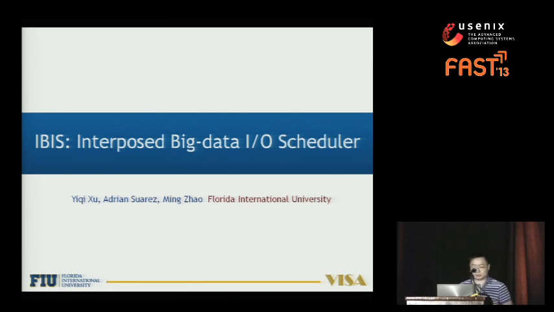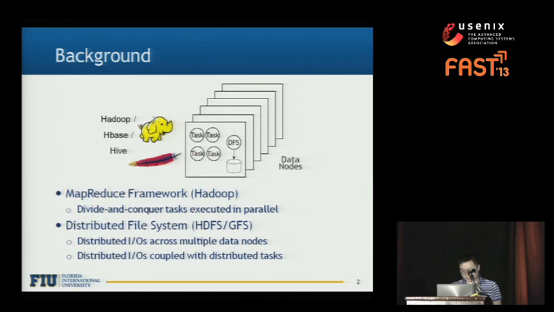Good afternoon. I'm here to present IBIS, the Interposed Big Data I/O Scheduler. One of the many forms of big data systems is a MapReduce system. The MapReduce framework divides a large job into many small tasks and executes them in parallel across multiple nodes.